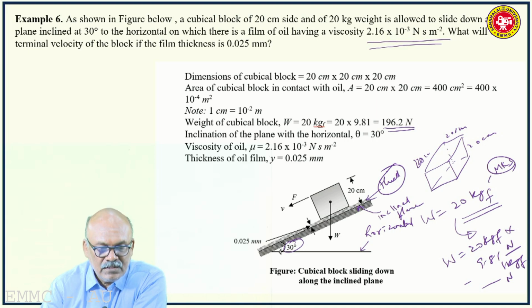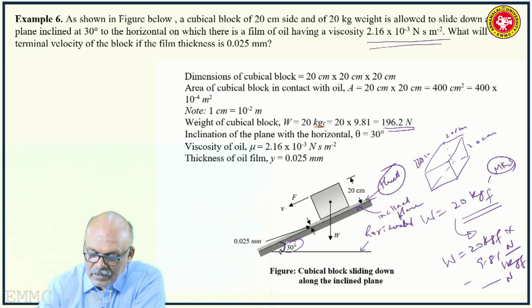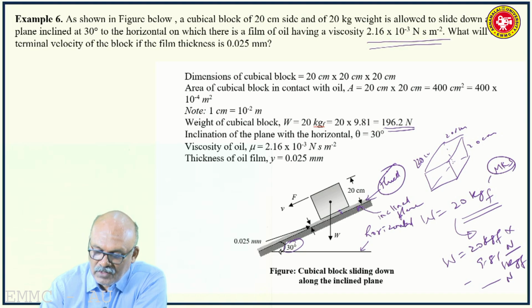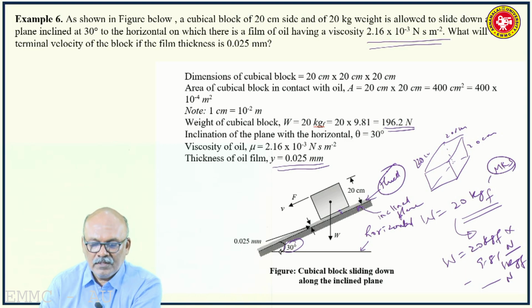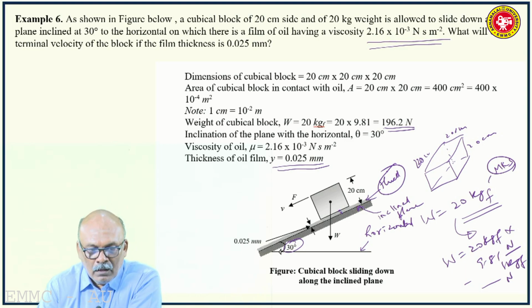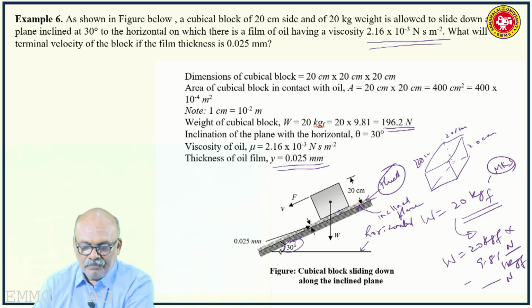So what will be the terminal velocity of the block if the film thickness, so this film thickness is also given, that is y is given, y is equal to 0.025 millimeter. You are asked to find out the terminal velocity if the film thickness is so much.